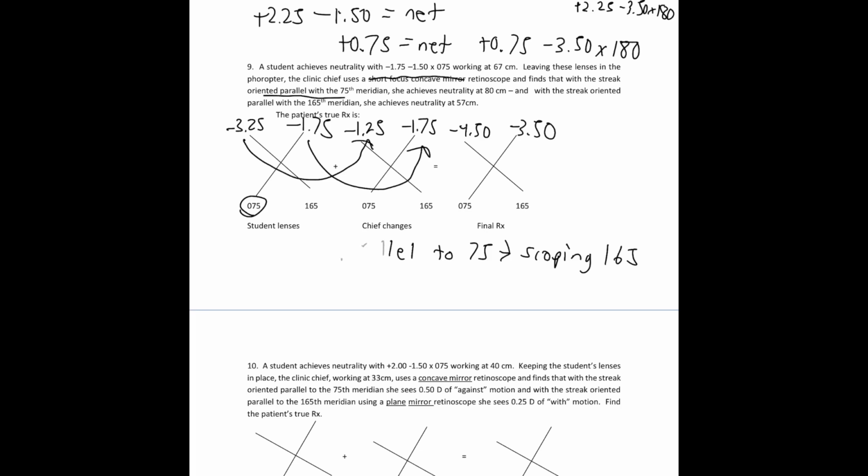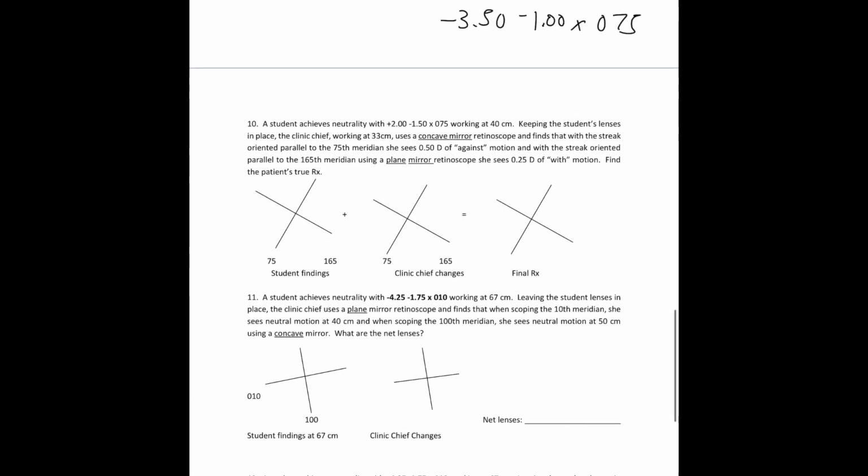So this one is kind of a two-step problem. We have the student's lenses, and then the chief keeps the lenses but changes the working distance. So we just take the working distance out, and then we're done. We end up with this RX right here. Pay attention because the axis can flip depending on what the chief gets, so just write out what you see. We see minus 3.50 at axis 75. That's the more plus between these two. So minus 3.50, the axis is 75, and the difference between these two is minus 1. So that's our final RX.